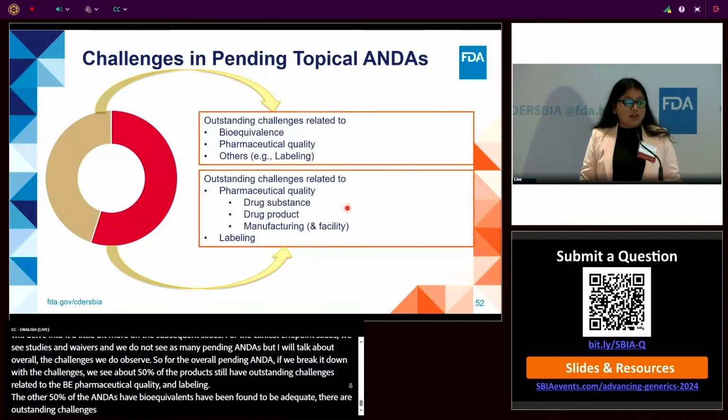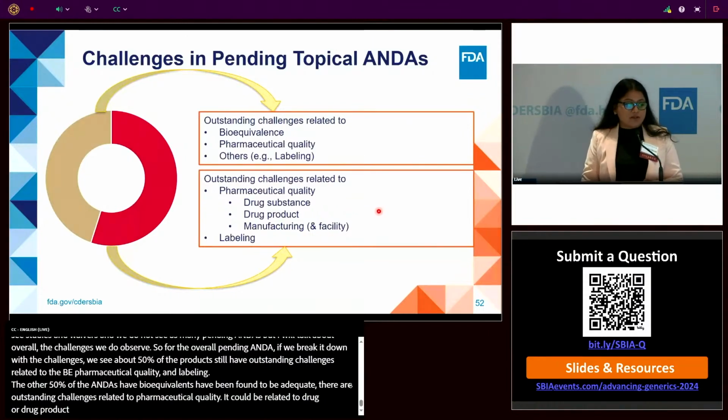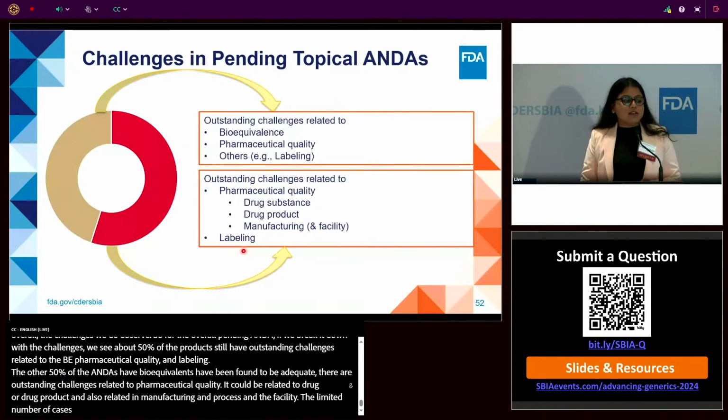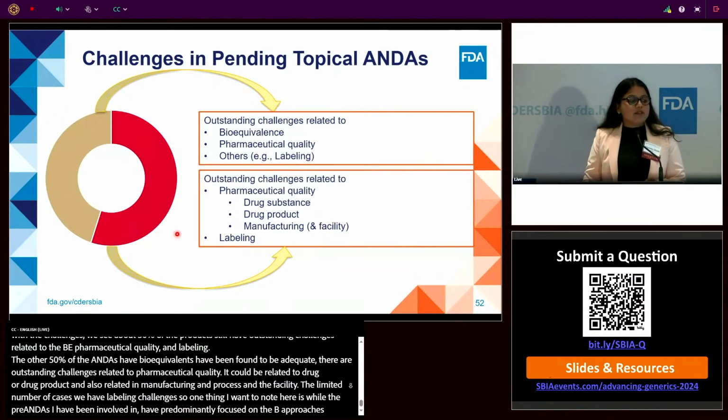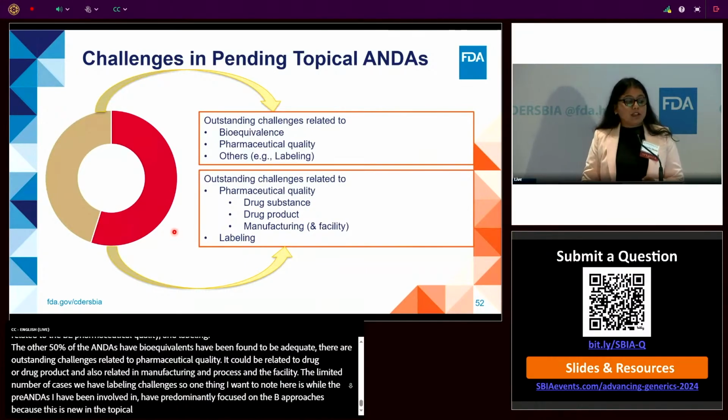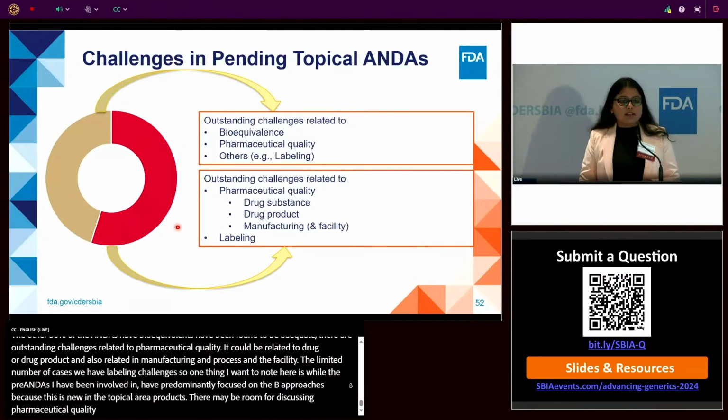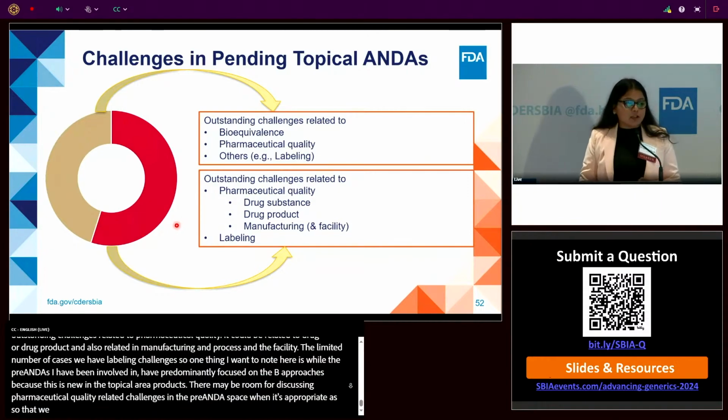They could be related to either drug substance or drug product, and also related to manufacturing and process and the facility. A limited number of cases where we have labeling challenges. So one thing that I wanted to note here is, while the pre-NDAs that I have been involved in have predominantly focused on the BE approaches, because this is new in the area of topical products, there may be some room for discussing pharmaceutical quality-related challenges in the pre-NDA space when those are appropriate as well, so that we can resolve those challenges and get to that first cycle approval.